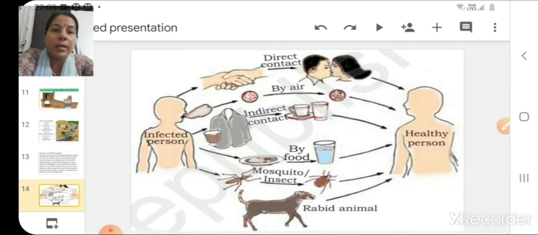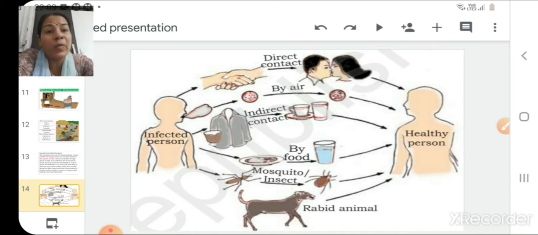So here is a diagram which shows how these infections can spread from an infected person to a healthy person, that is by direct contact, in some cases by air, and in some cases by indirect contact, that is by sharing the belongings of the infected person. Those belongings can be utensils or the cloth which the infected person has used.